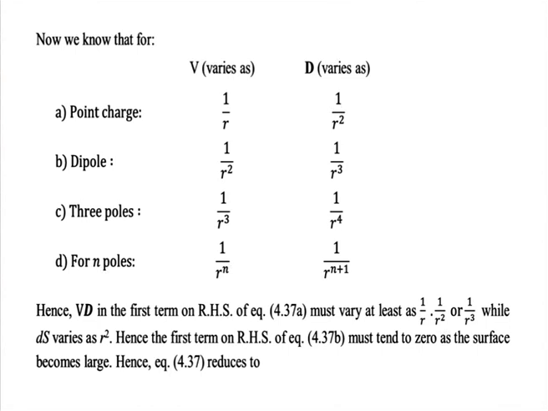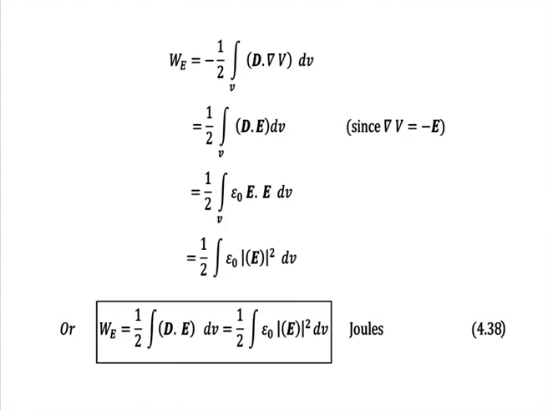Hence, VD in the first term on the right hand side of equation 4.37a must vary at least as 1 by r into 1 by r square, that is 1 by r cube, while dS varies as r square. Hence, the first term on the right hand side of equation 4.37b must tend to 0 as the surface becomes large, and therefore equation 4.37 reduces to WE is equal to minus half volume integral of D dot gradient of V dv.